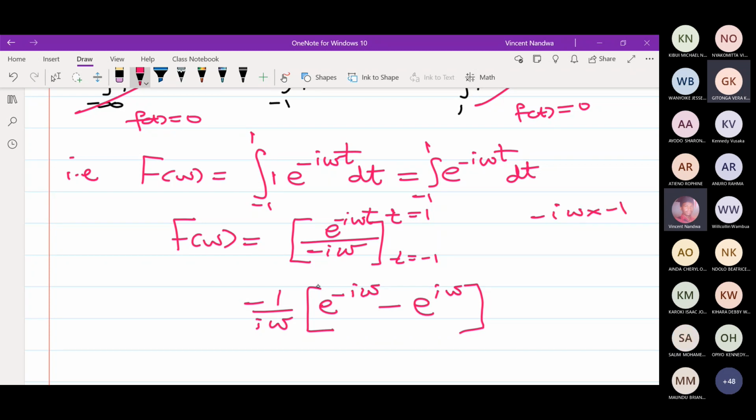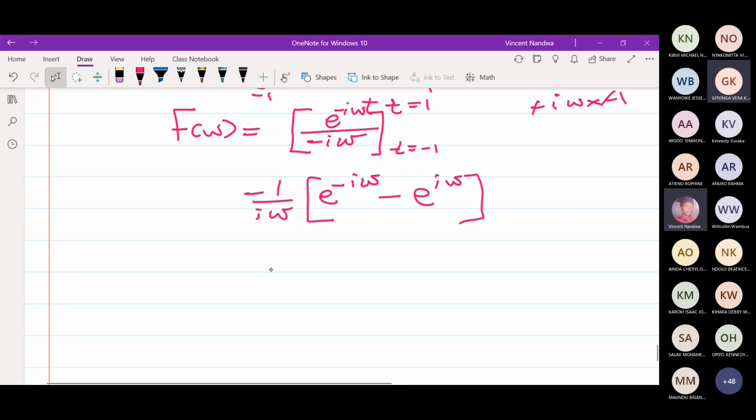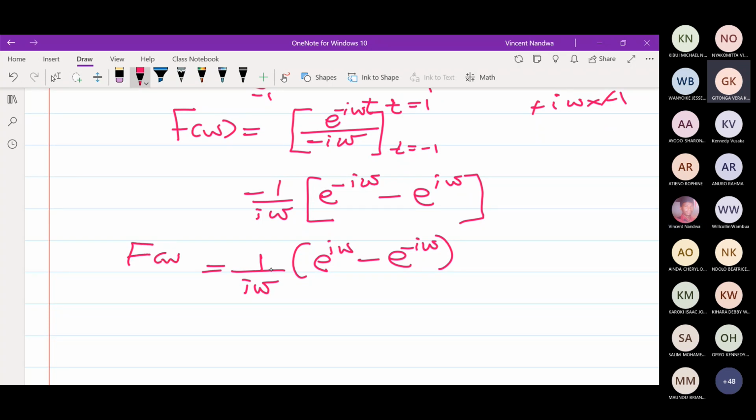So remember, we are replacing the limits for t. Negative and negative cancel out, so I can multiply through by negative. So I have 1 over I omega into e raised power I omega minus e raised power minus I omega. Are you convinced that that's the correct statement after multiplying by negative 1? Do you agree with that new expression? Yes.